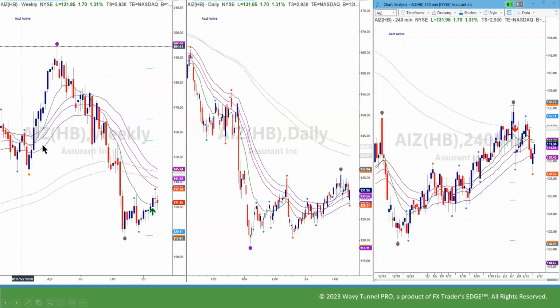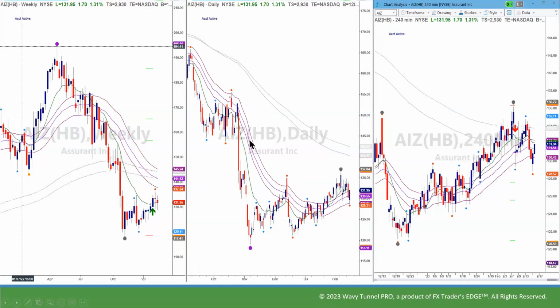And then AIZ, an insurance company. So same thing. We have the purple dot and then we have the gray dot. This is when the ready showed. Now this is sideways price action. So you can express this in any number of ways. Through the options market, you can do some vertical, or you can buy the stock, or you can buy a call. But this is a sort of sideways market.